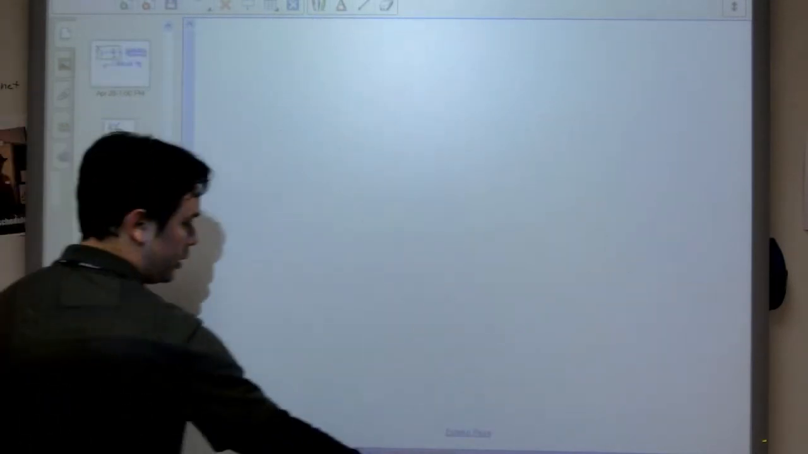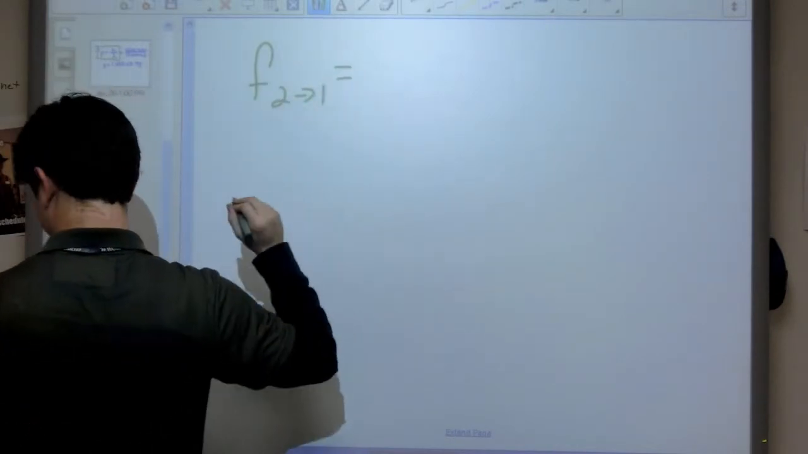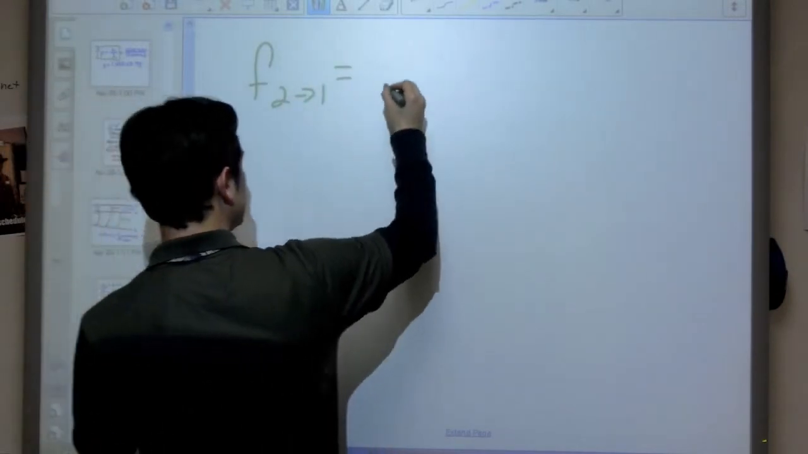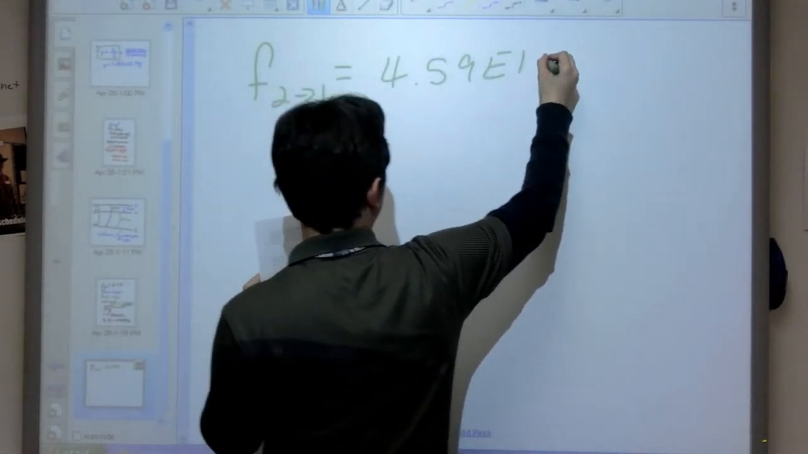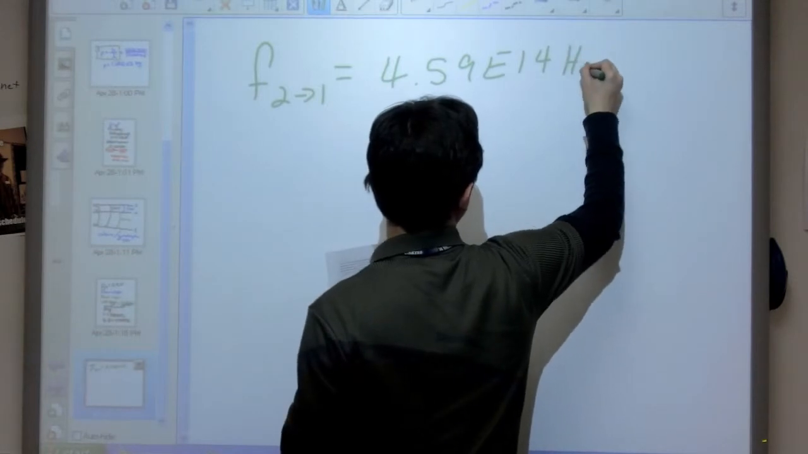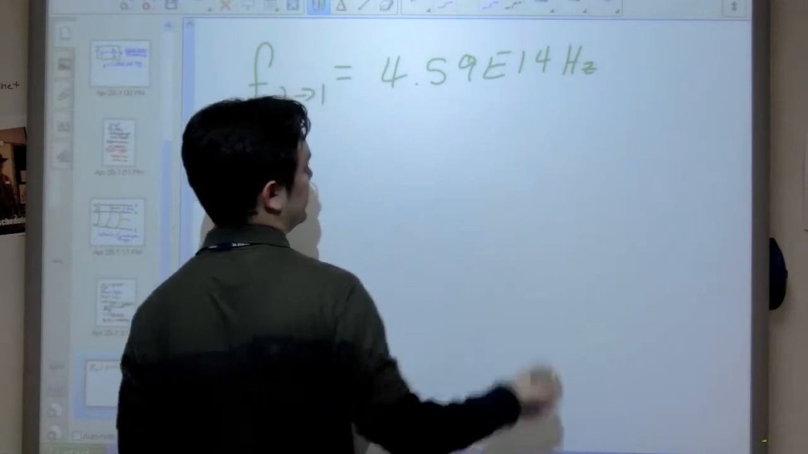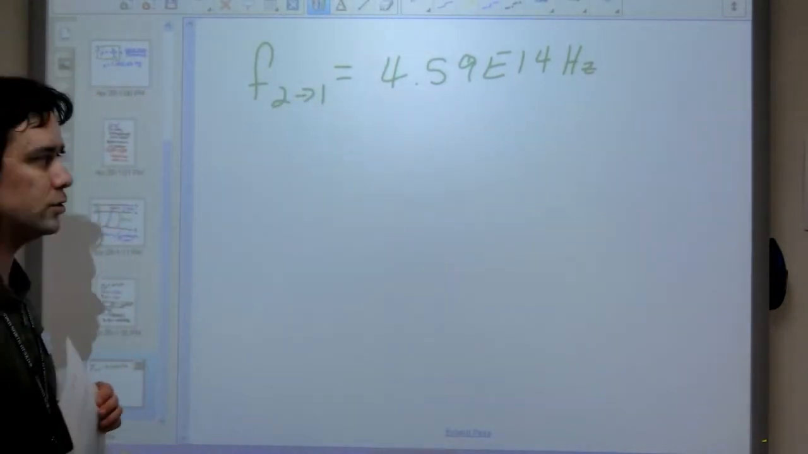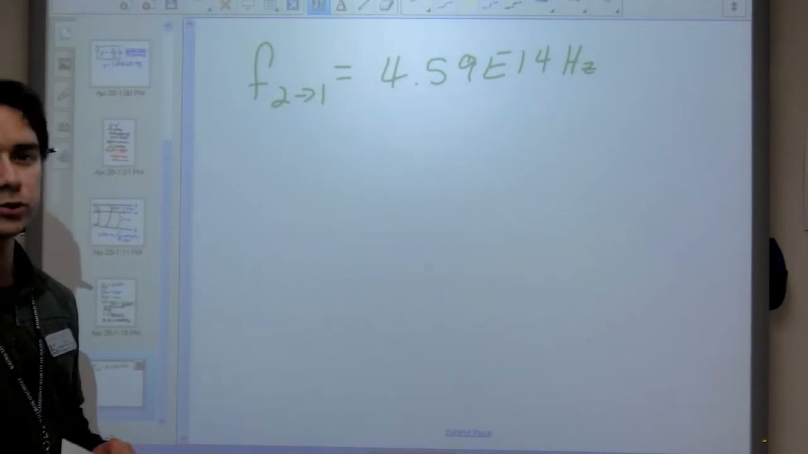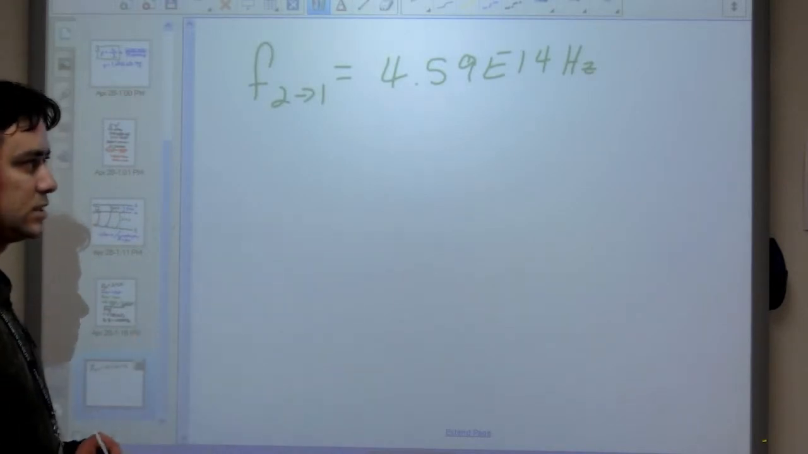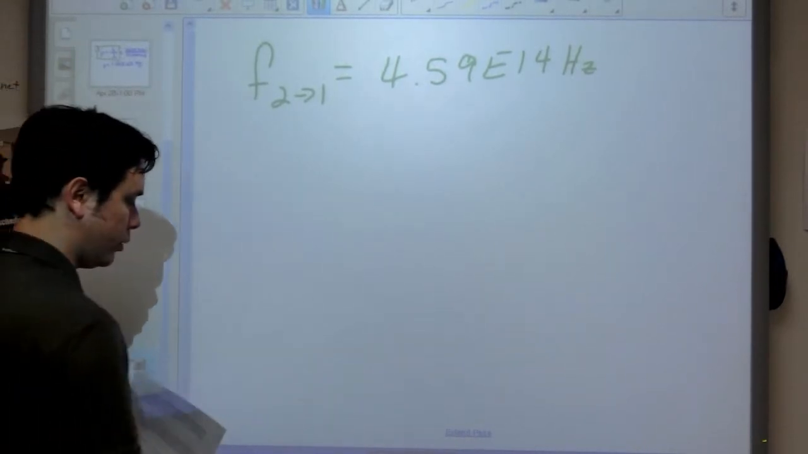And we found that our frequency for our 2 to 1 transition was 4.59 times 10 to the 14th hertz. You'll notice times 10 to the 14th on a lot of the numbers that we deal with, mostly because I try to keep us around the visible range. That's going to be on the order of about several hundred nanometers or so. So frequencies times 10 to the 14th are probably going to be common, but that's not the only thing that we'll be dealing with.